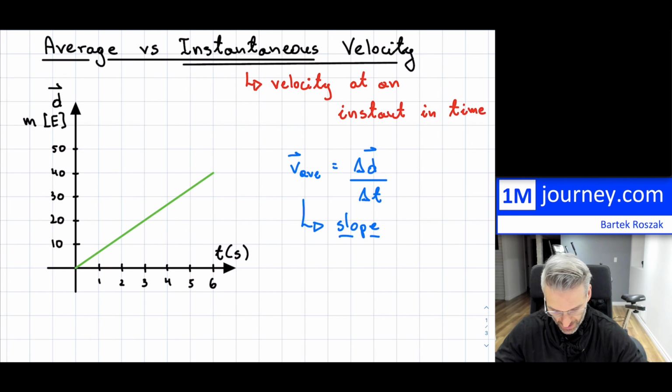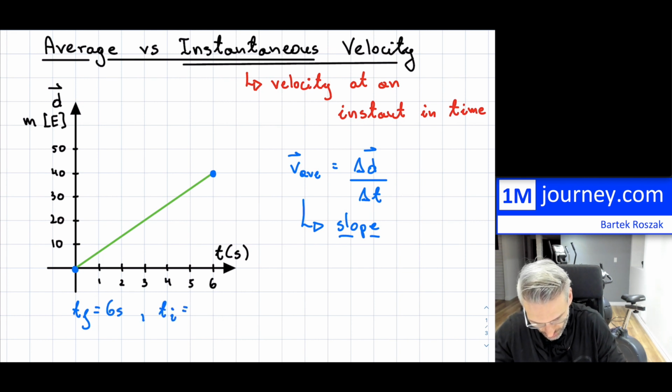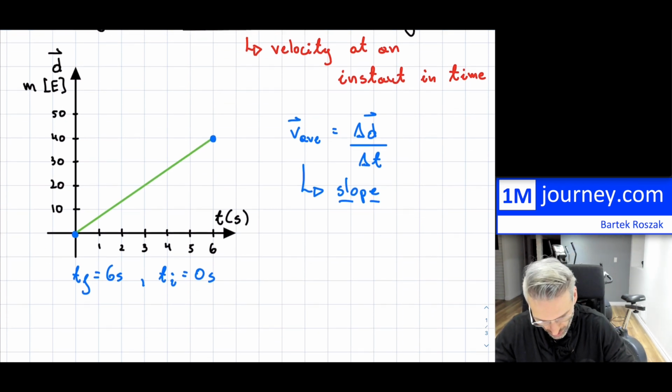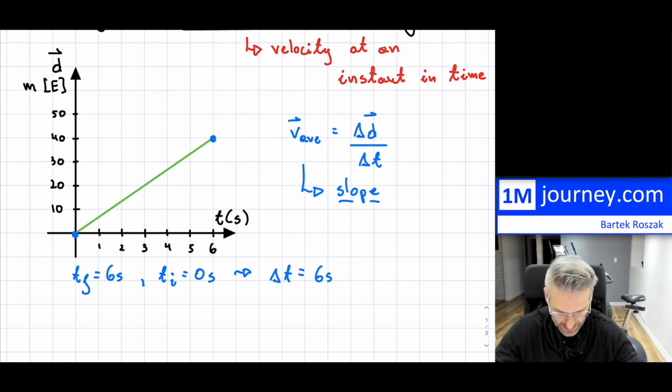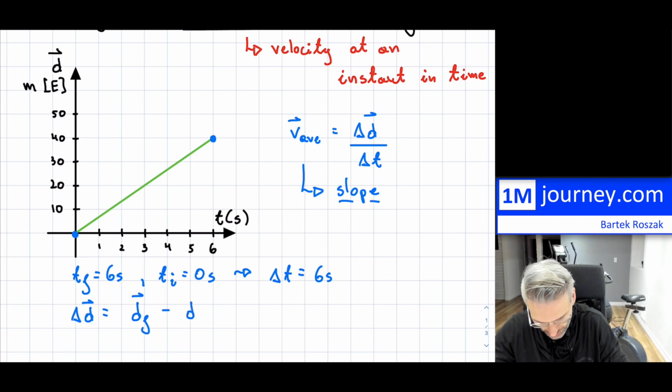For this one, let's make it simple and say that we want the average between our starting time and 6 seconds, which is our ending time. So here we have our t final, which is equal to 6 seconds, and our t initial, which is equal to 0 seconds. Time has elapsed overall, which means our change in time was 6 seconds, because 6 minus 0. Between those 2 points in time, we can find the displacement change by simply taking your final position minus your initial position.